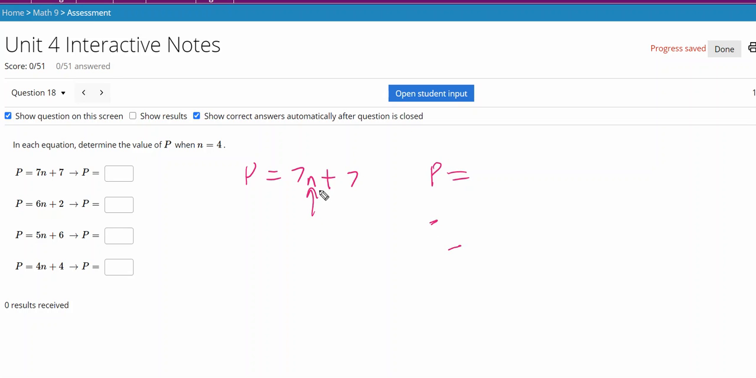We're going to put a 4 in for n. So this would be like p is equal to 7 times 4 plus 7. Okay? So you'd actually just put that into your calculator and figure out what you get out. So that's the idea here, right? When we're doing these, we have an input of 4 and we want to know what the output is. So here, I'm going to open it up to you guys to do on your end, and we'll see how it goes here.